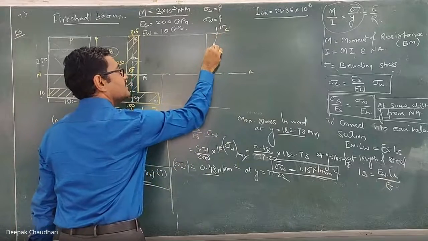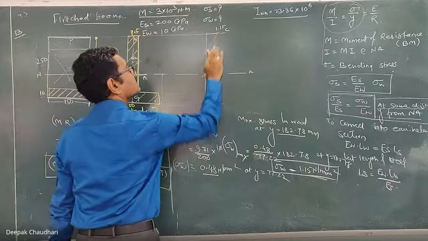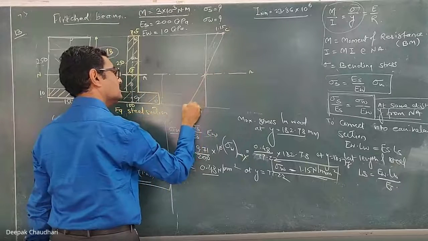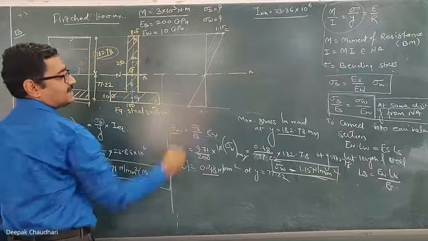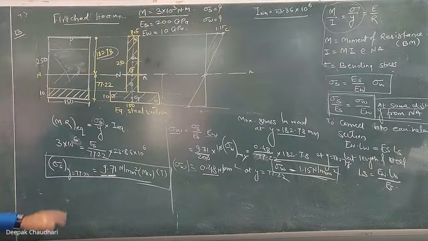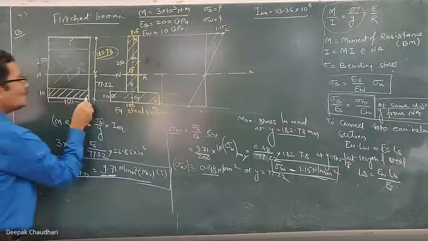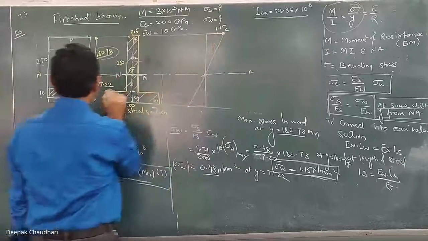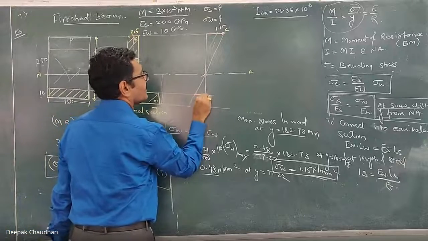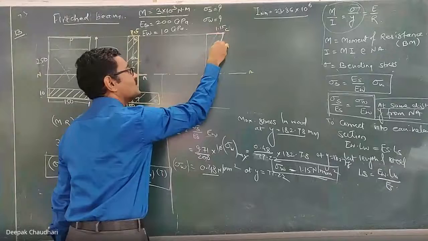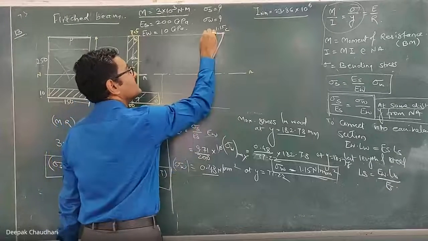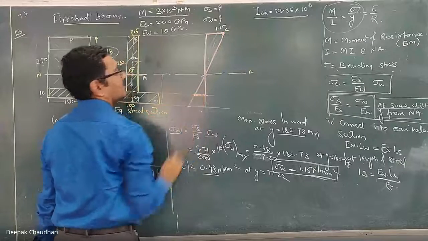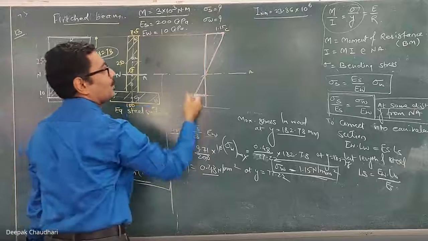This value of the stress in the wood, I have not calculated. Actually, at this layer, there is no layer of the wood. Wood layer is only up to here. So this is the bending stress distribution diagram for the wood, this much only. If you want to calculate this value, you can use the property of similar triangles.